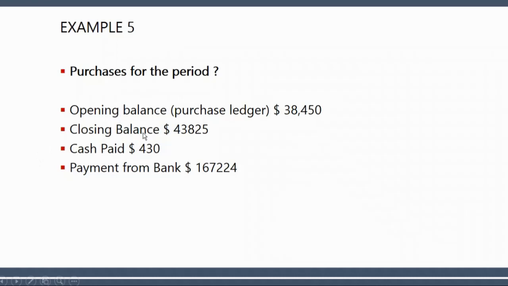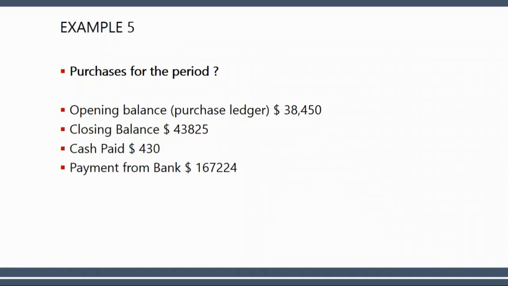You have been given opening balance and closing balance. Opening balance, closing balance does not appear in any IS ledger, in the purchase ledger. The purchase ledger always starts with 0. No opening balance. So this opening balance is not for the purchase ledger. This is actually for your payable ledger control account. This is your payable ledger. Just like you have a sales ledger and a related receivable ledger, similarly purchase ledger and payable ledger. So this is my payable ledger, which is a liability ledger, and I have an opening liability of 38,450 and a closing liability of 43,825.